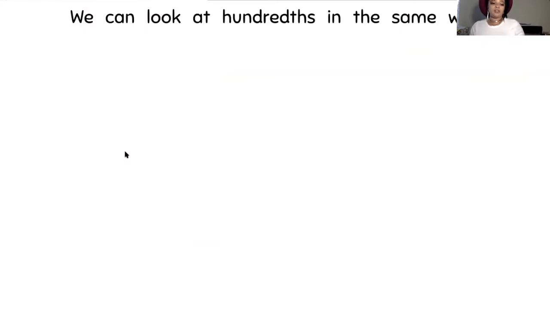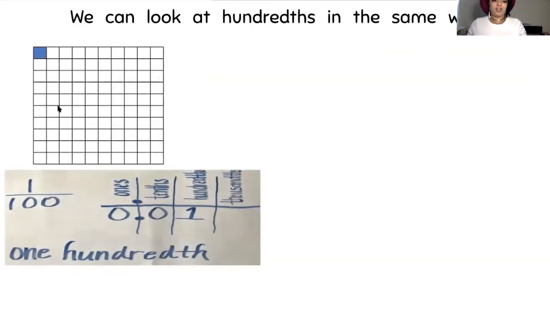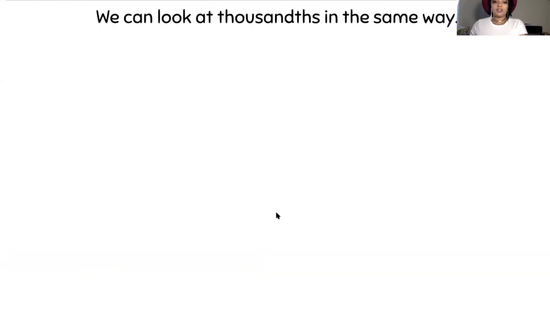Now let's look at our hundredths in the same way as we looked at our tenths. And remember, right here we have a hundreds grid. We know that there are 100 units here, and this one shaded in would be equal to 1 of those hundredths. So we call it 1/100th. We have 0/10ths here, and we have 1/100th shaded in.